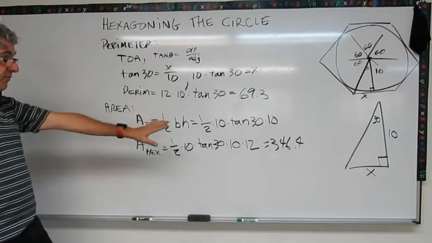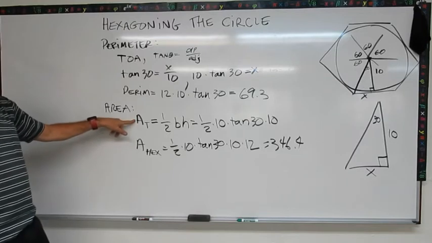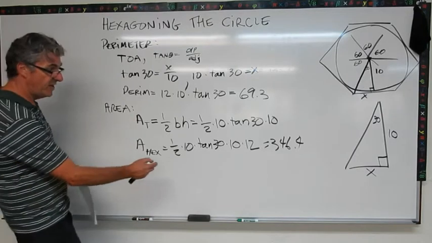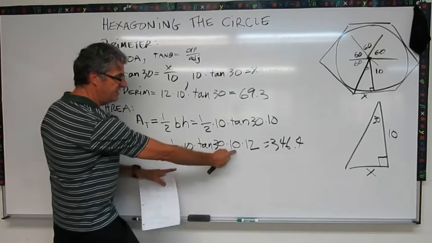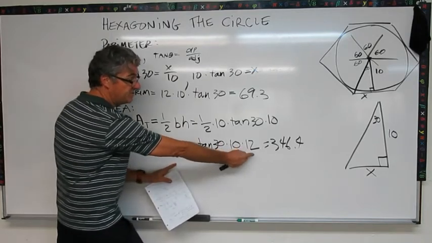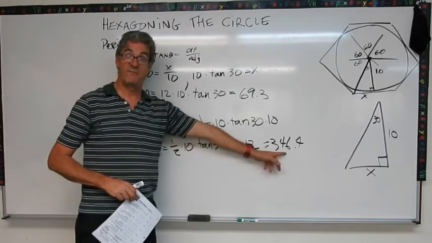Then we realized, before we even calculated, that the area of the hexagon is just 12 times the area of the triangle. So I followed this again. I did 1/2 times 10 times tan 30 times 10. That's the area of the little triangle. Then times 12, because we have 12 of them. So that gave us our 346.4.